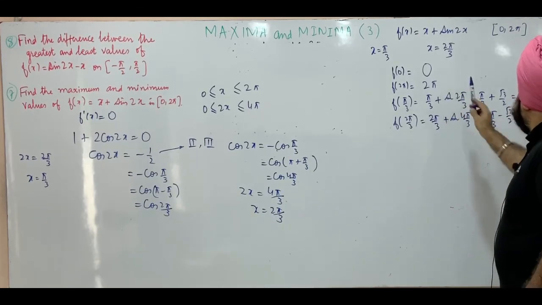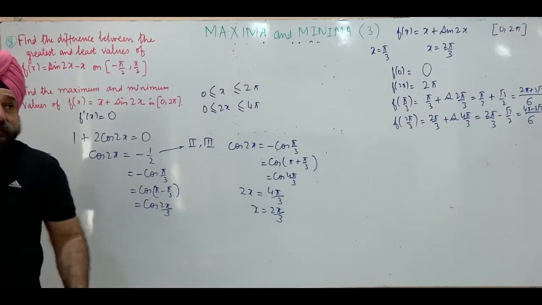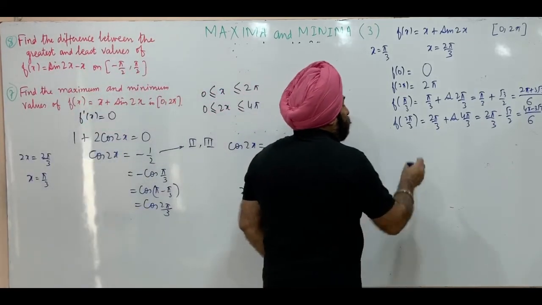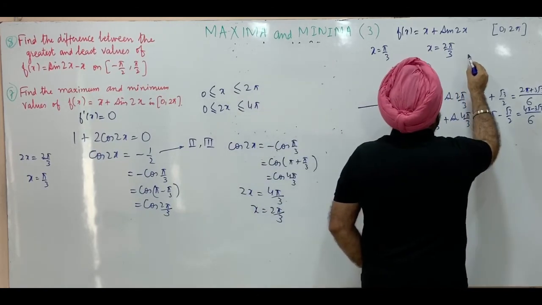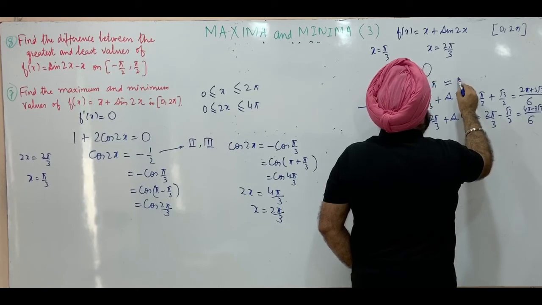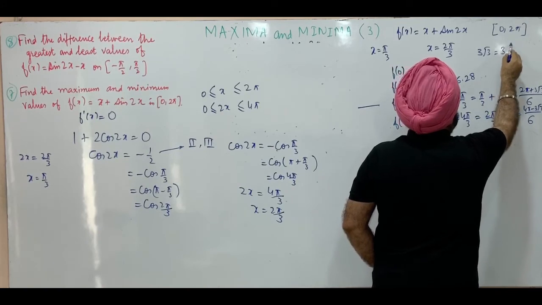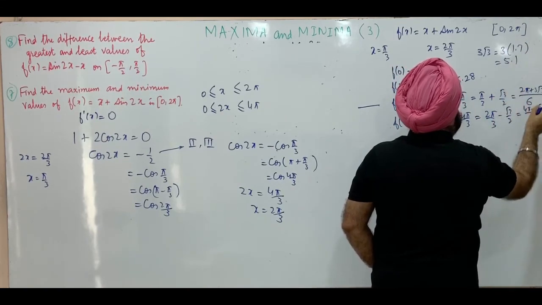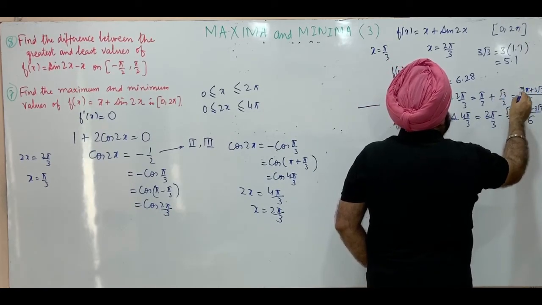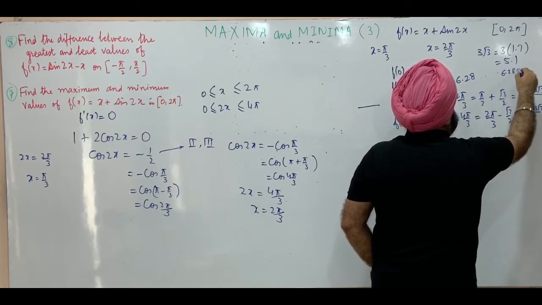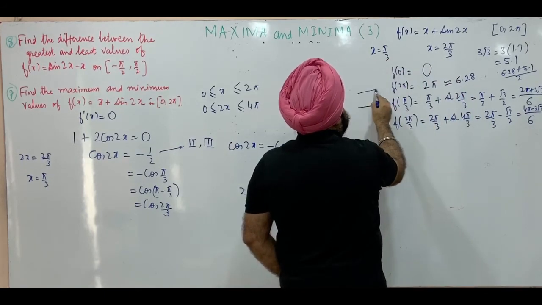So we have these values, and we have to find the maximum and minimum values of the function. The maximum out of these is this value. What is the value of 3 root 3? 2 pi is approximately 2 into 3.14, that is 6.28. What is 3 into root 3? This is 3 into 1.7, it's 5.1. So this will be 6.28 plus 5.1 upon 2, which will be less than this value. So this is the absolute maximum value.